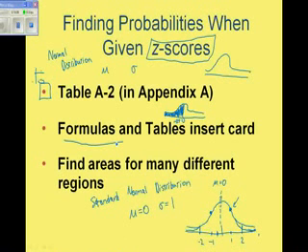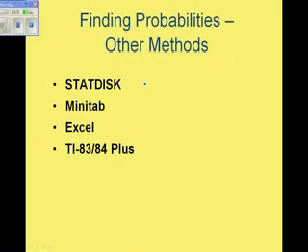The formulas and tables insert card is the same information you have in the back of the book, in the appendix. And of course, you're allowed to use that on the exam. There are plenty of other ways that the book talks about, a program called StatDisk, or Microsoft Excel, or Minitab. I'm going to show you how to compute these probabilities given z-scores with the calculator, because again, you're allowed to use that on the exam, and it's pretty easy to do.